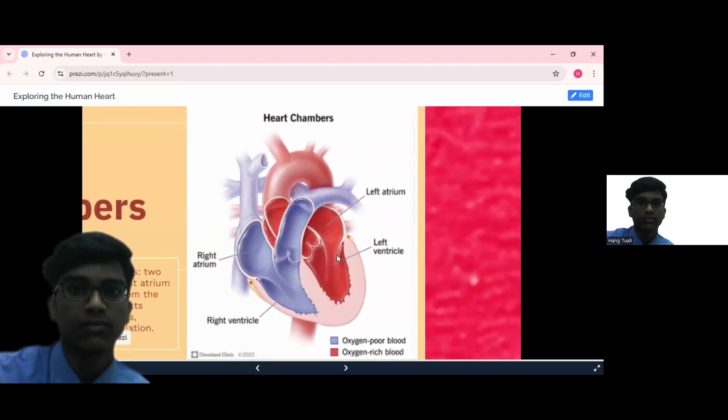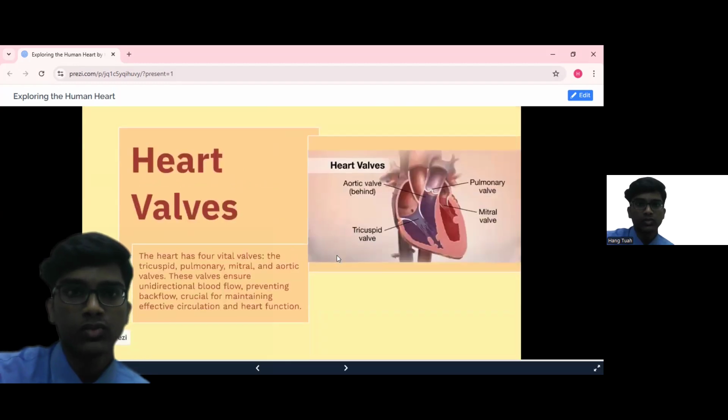Alright. The next, we will look at the heart valves. The heart has four vital valves: the tricuspid, pulmonary, mitral, and aortic valve. These valves ensure unidirectional blood flow, preventing backflow, crucial for maintaining effective circulation and heart function.